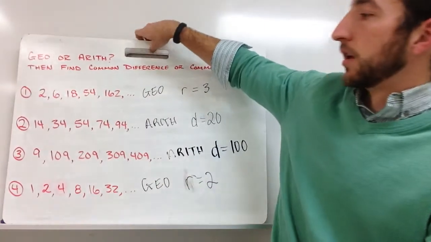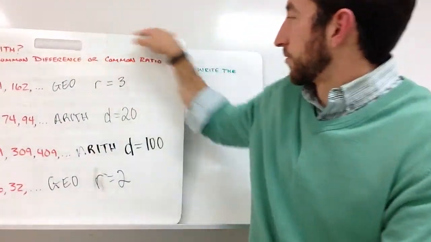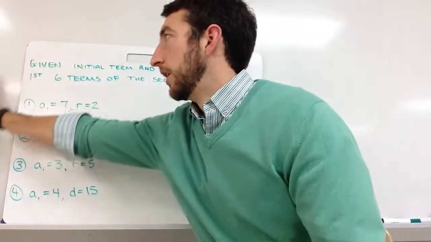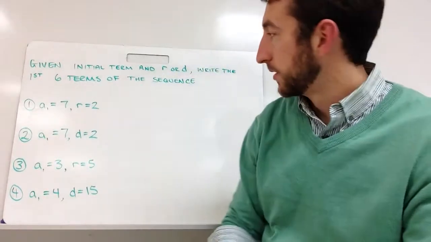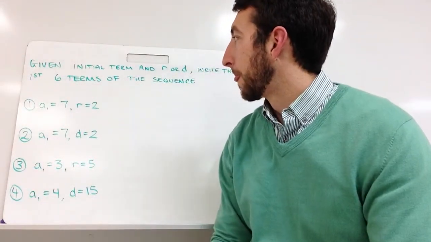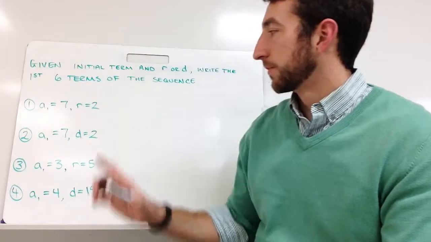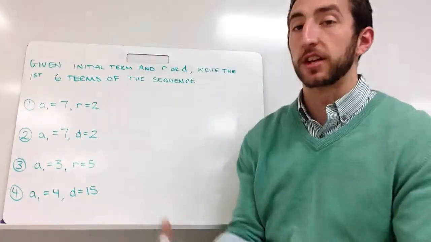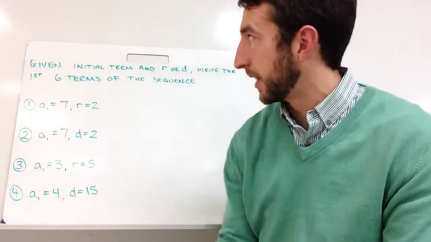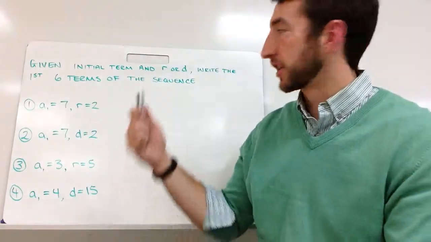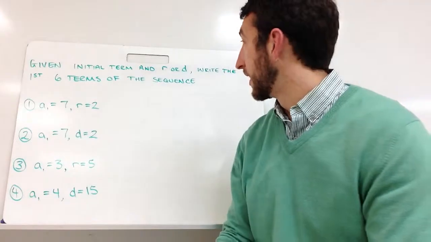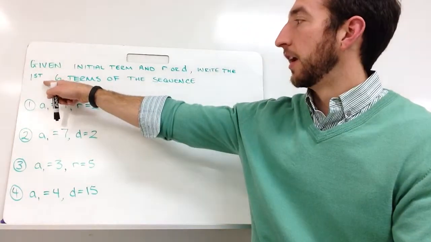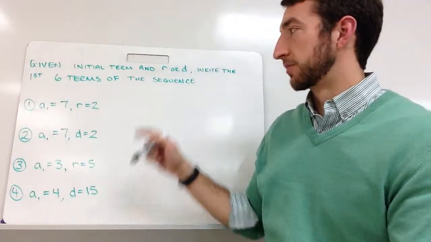So, got one more example to go through. So this one, you're given the initial term and you're given R or D. So that's going to give you the hint whether it's geometric or arithmetic. If it's R, it's going to be geometric. If it's D, it's going to be arithmetic. And we just add, and we're going to write the first 6 terms of the sequence.